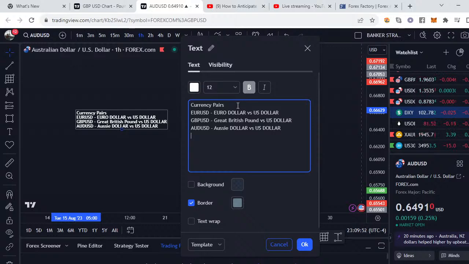You have US dollar versus the Canadian dollar, US dollar versus Canadian dollar. Oops. We have GBP versus the AUD.